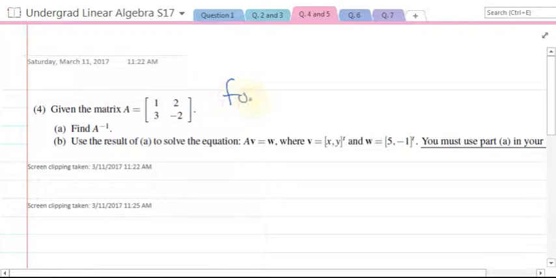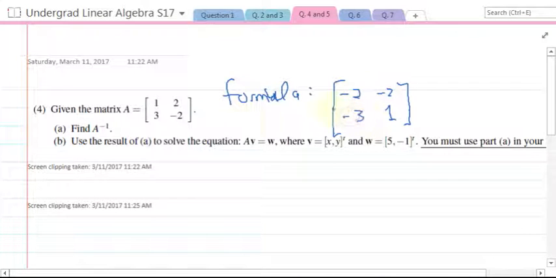And the formula tells you that to get the inverse, you switch the diagonal elements, minus 2 and 1. You negate the off-diagonal elements, minus 2 and minus 3. And you divide by what's called the determinant, which is the product of the diagonal elements minus the product of the off-diagonal elements. Now this formula only works for a 2 by 2, but you should know this formula.